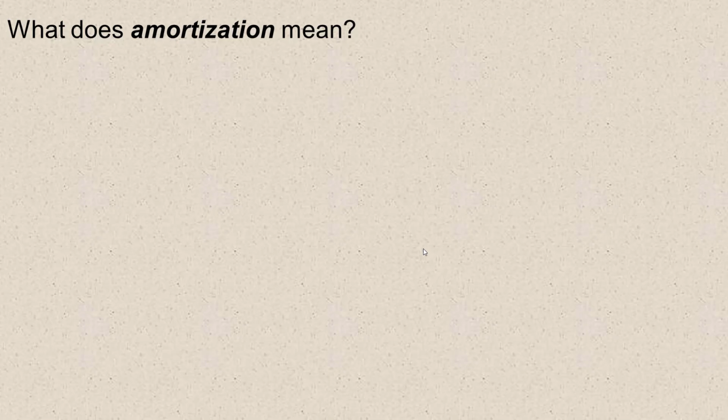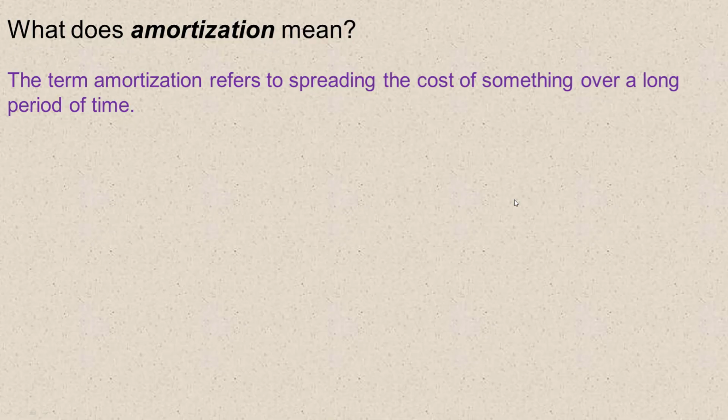So what does amortization mean? You may have heard that before, perhaps not. The term amortization refers to spreading the cost of something over a long period of time. A loan for something smaller, like a used car, could be for as short as a year or a couple of years. But buying a home could be spread over 20 or 25 or even 30 years. So there's a big range in the amount of time.